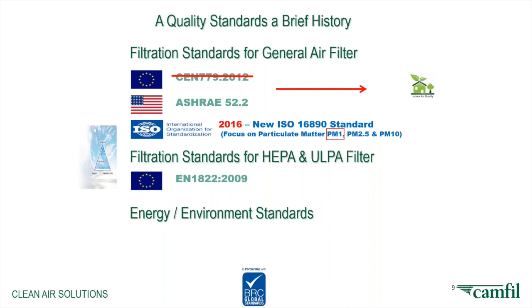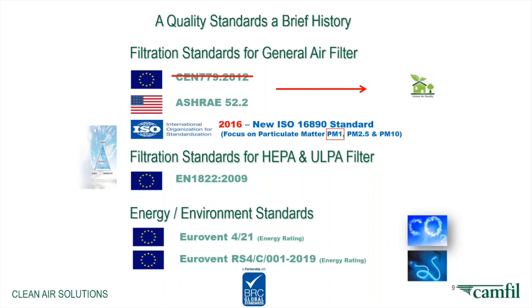Filtration standards for HEPA and ULPA filters use the standard EN 1822-2009, which is still in effect today. Energy and environmental standards Eurovent 4/21 and Eurovent RS 4/C 001-2019 are in effect, which cover the efficiencies of the filters and also the energy consumption of the filters. Now, the important point to note here is you cannot be Eurovent certified if you are not compliant with ISO 16890. So this is why when we're speaking about filter certification, it is always important to ensure that the filter provider can provide the certificates to ensure that compliance is being achieved.